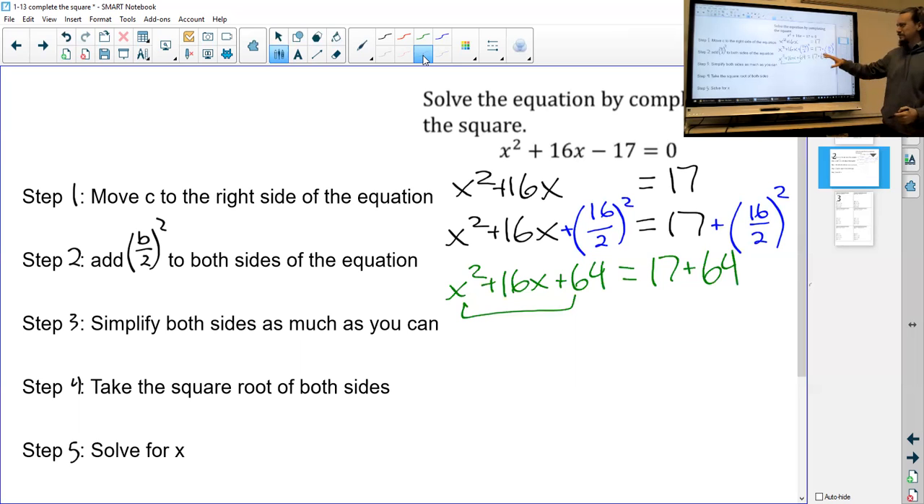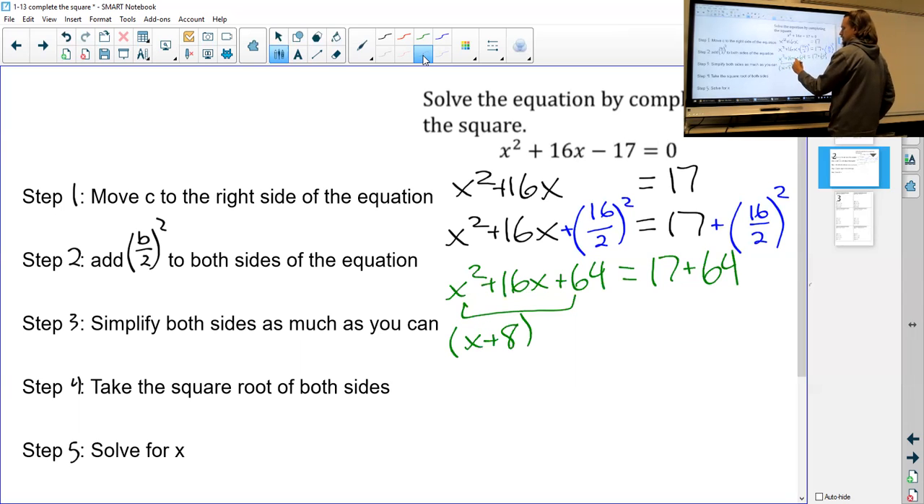Sorry about that. That was weird. So we can rewrite this. This is going to be x plus 8 squared. So every single time you're going to end up with a perfect square trinomial on the left-hand side, equals, let me just add these together. 17 plus 64 is 81.